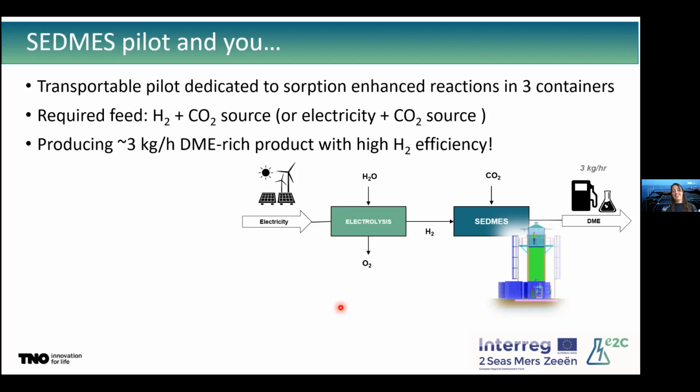That's something I should mention as well. What we require to produce the DME is hydrogen and CO2. So that's a big plus for the ZMS compared to the conventional DME synthesis, I think. Then a PEM electrolyzer, of course, or another electrolyzer, electricity and the CO2 source.